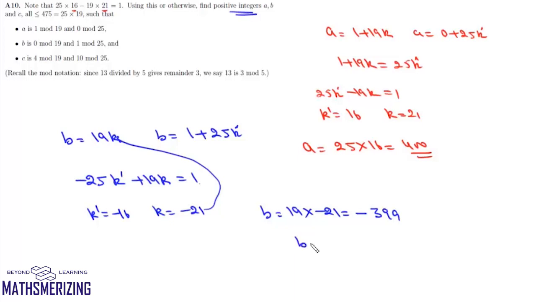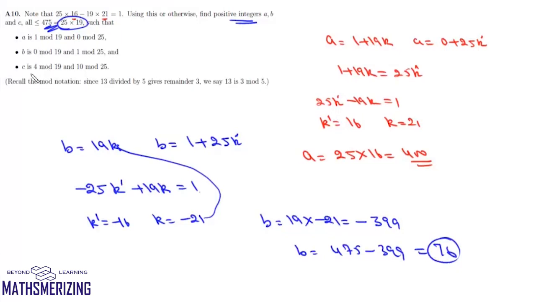So this b has to be of the form, now this is 25 into 19, it is 475. So it will be 475 minus 399, which is 76. So the value of b has to be 76. And finally for c, it is given that c is 4 modulo 19. So c will be 4 plus 19k, and it will be equal to 10 plus 25k dash.